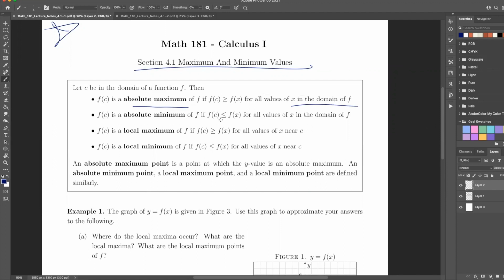It's an absolute minimum if it's less than all values. And then we call something a local min if it holds for all values near c. Basically, and this is kind of hand wavy, it means you can make some small interval (a, b) that contains c, and it satisfies this, and it doesn't matter how small this interval is. We call it a local max, and we call something a local min.